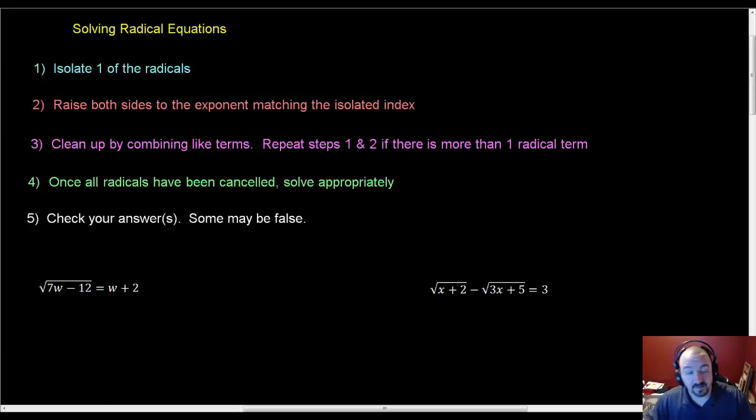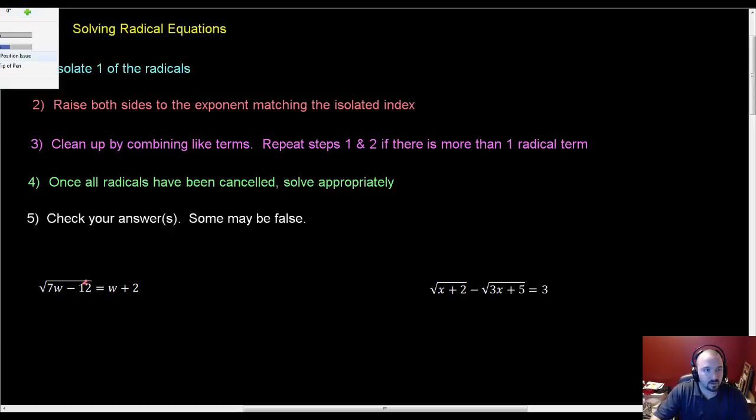So we take a look at our first equation here, the square root of 7w minus 12 is equal to w plus 2. We've isolated one of the radicals, and now we look to the index to see what we should raise both sides to, and this happens to be a 2. So we'll raise both sides to the power of 2. We're going to square the left side, and we're going to square this right side, and be very, very careful of this right side. As some students will attest to, this could be a problem.